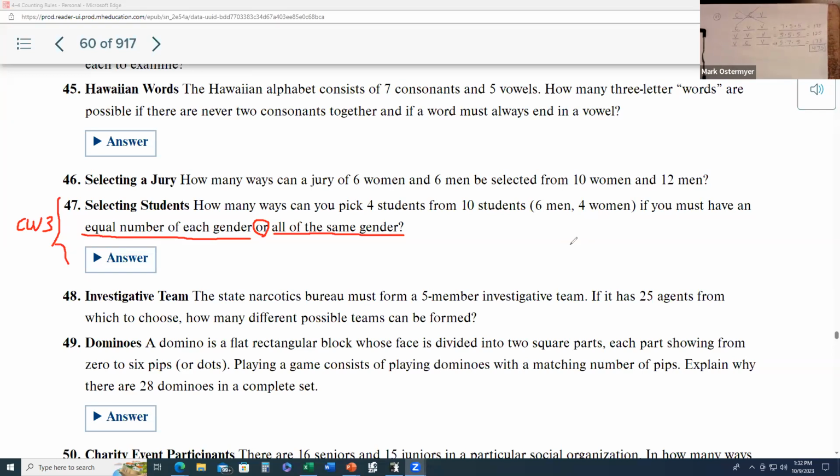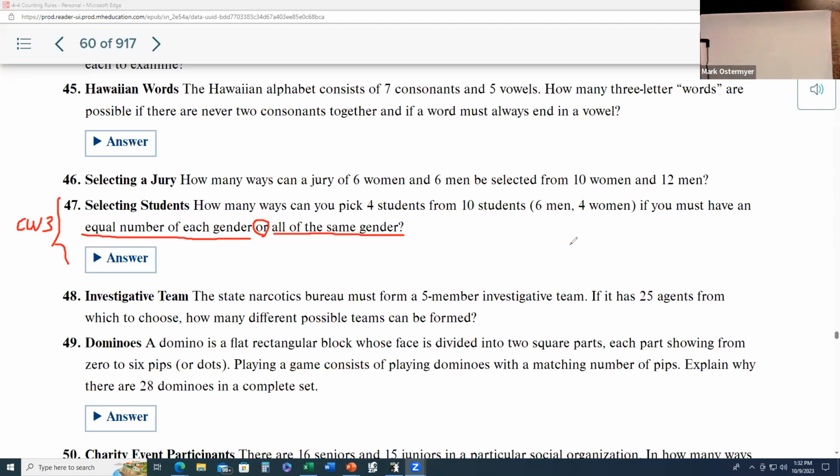Now that "or" is a little bit of a hint there to suggest that we're going to be adding things together. Or always means adding. All right, so let's see if we can begin to put this together here. We're going to form a committee of size 4 students where we could have an equal number of each gender here.